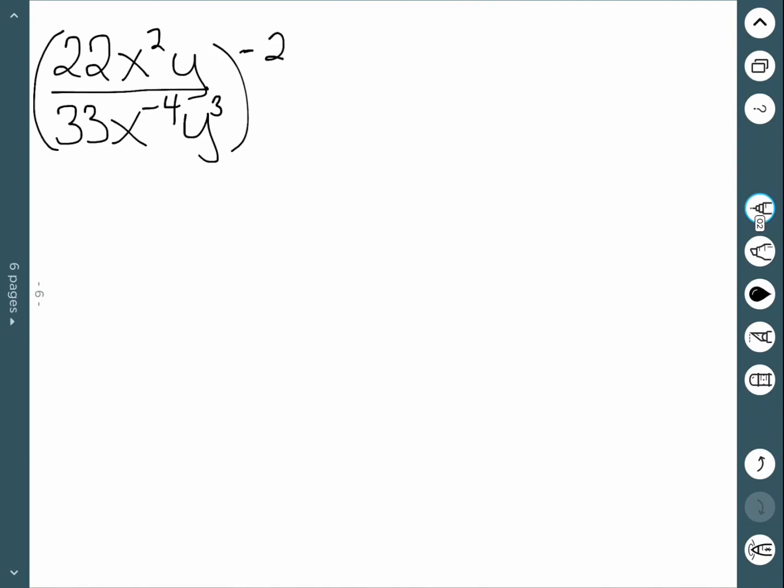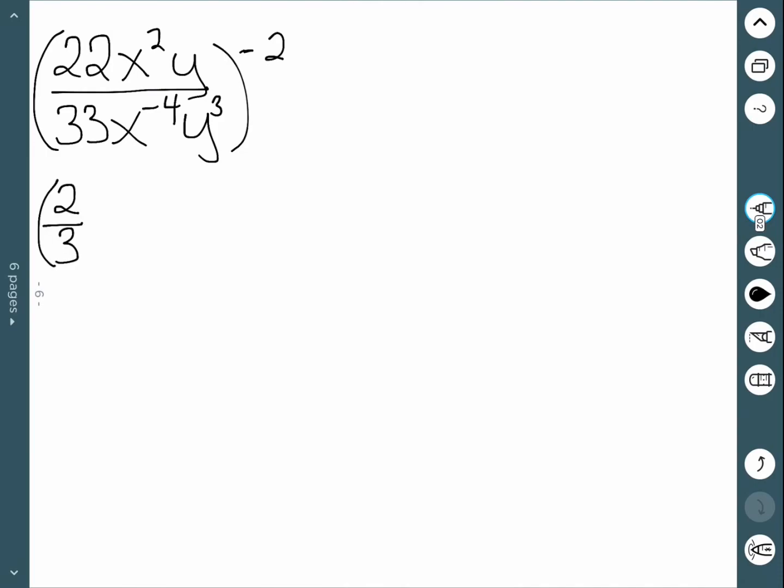Once again, we're going to start with something a little more complicated. And once again, the key is to take it piece by piece. Let's start with the whole numbers. 22 and 33. We know that those are both divisible by 11, and we can reduce that to 2/3.